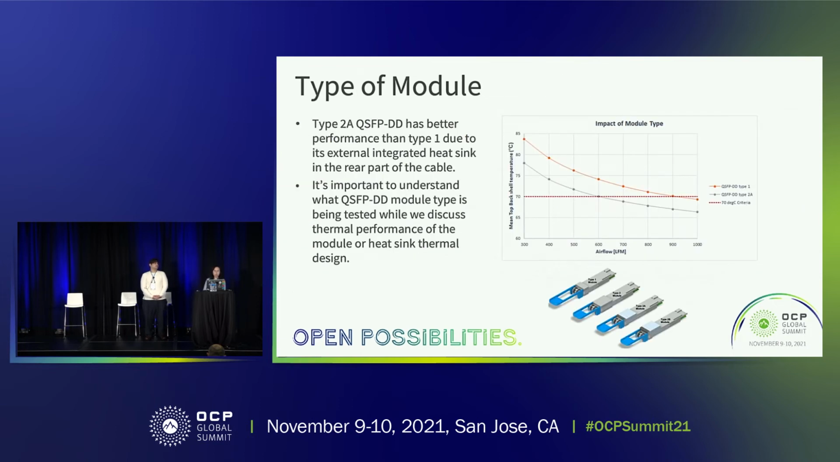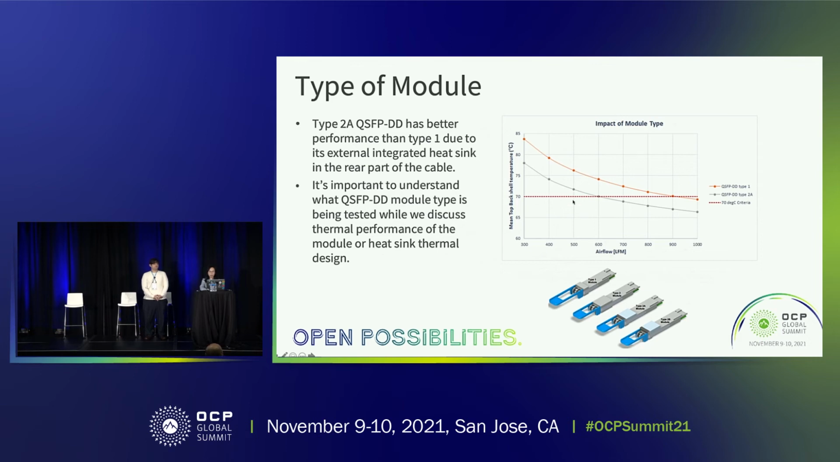So as Hassan mentioned, there is another focus area we want to consider for the type of module. In our analysis, we provided the results for the type 1 module and the type 2A module. The type 1 QSFP-DD module has been widely available in the market, and the type 2A is an additional add-on to the specification, which is able to provide some more performance or benefit to the cable, which has an external integrated heatsink in the rear part of the cable.